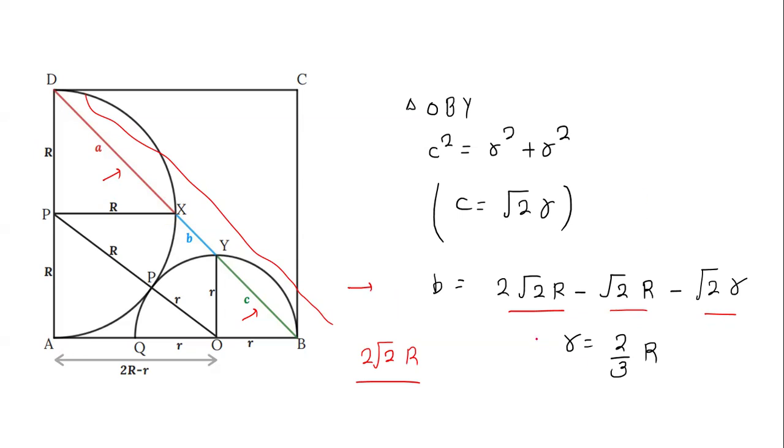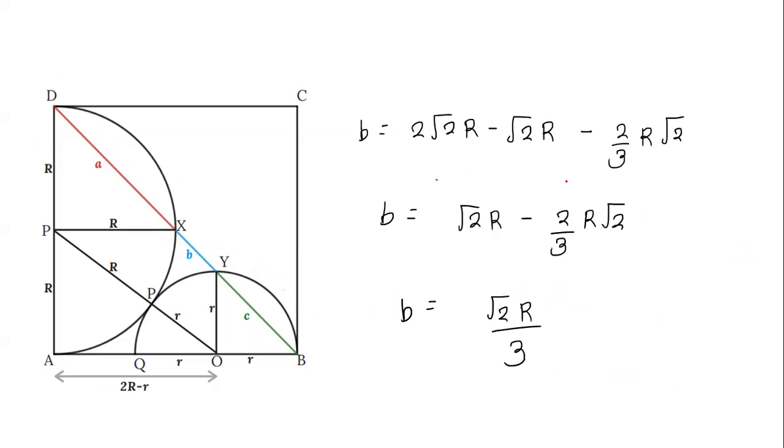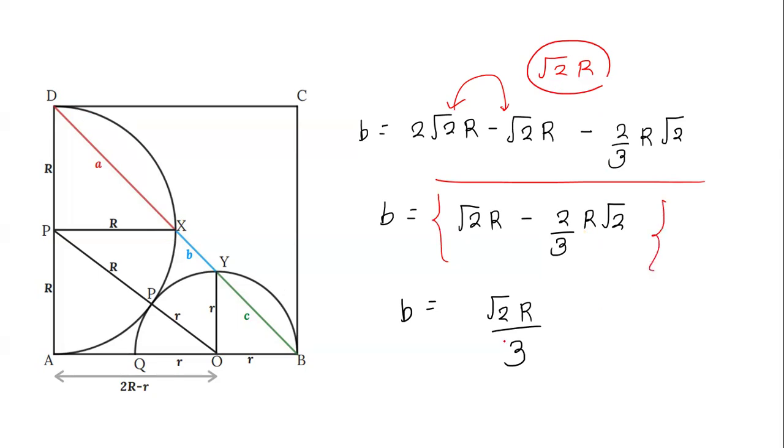And we also know the relation between small r and capital R. So instead of small r, you can put this 2R by 3 here, and this whole thing will come in terms of capital R. So I just put here, and after simplifying, you can see that the difference of these two leads to root 2 times capital R, and after further simplifying, you can find the value of b as root 2 times capital R divided by 3. So you can simplify this, and finally it will come like this.